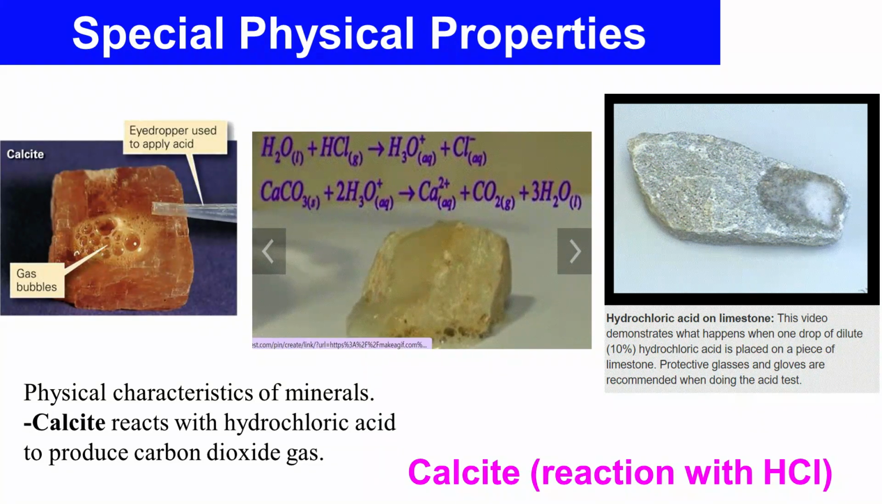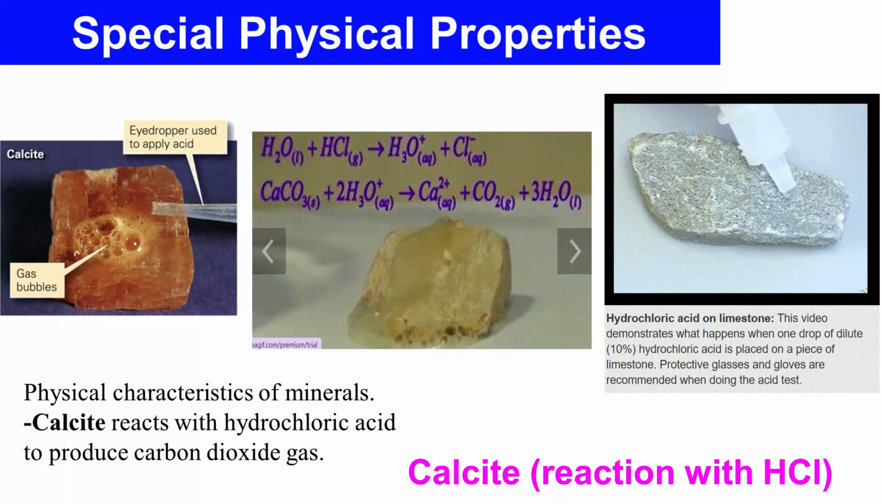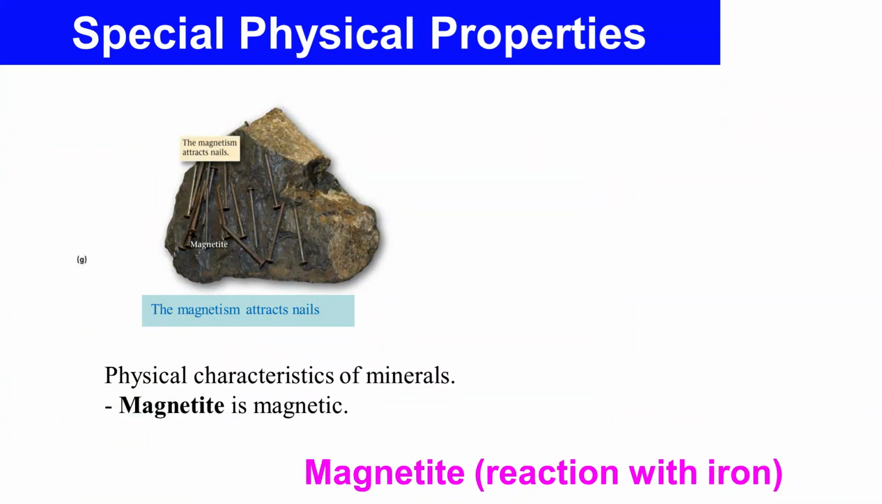CO2 gas comes out. If you make a nice sculpture with calcite, limestone, or marble, and if acid rain drops on the sculpture, the chemical reaction happens and carbon dioxide is released. This is chemical weathering. Another special physical property is on magnetite. Magnetite is magnetic and it attracts iron nails.